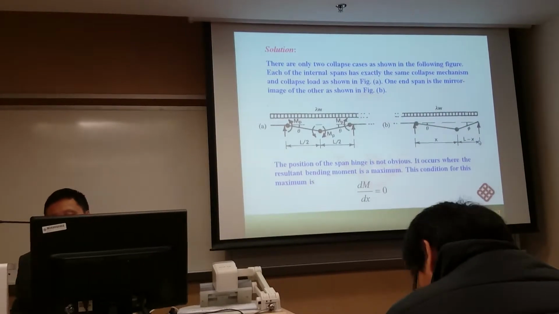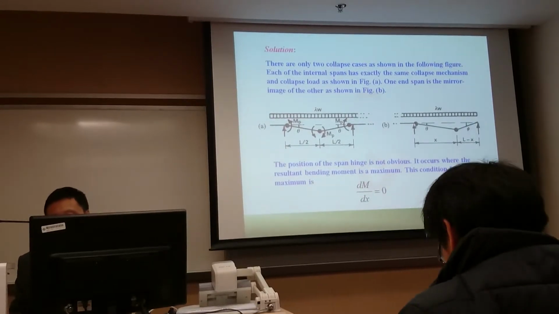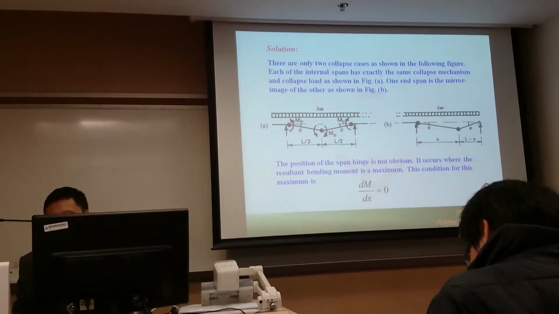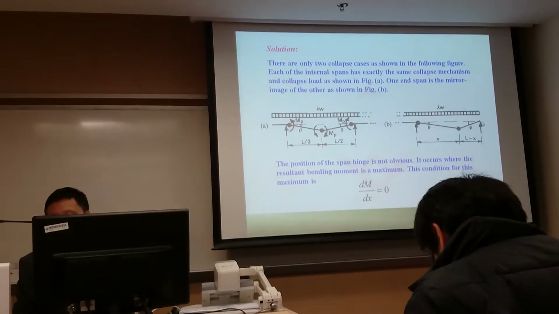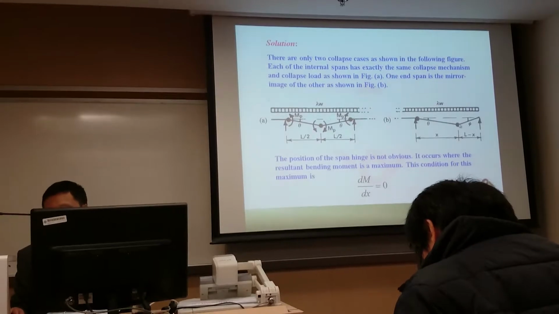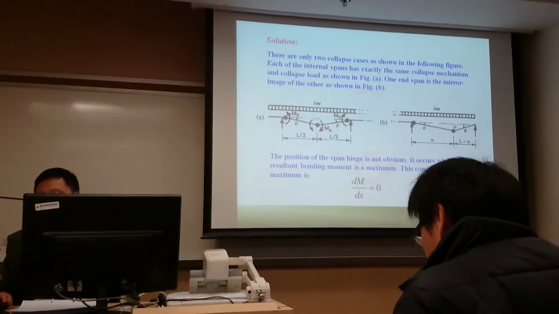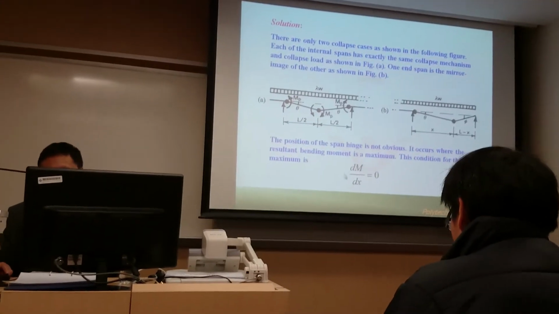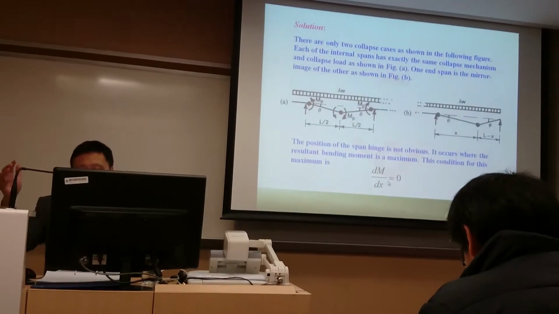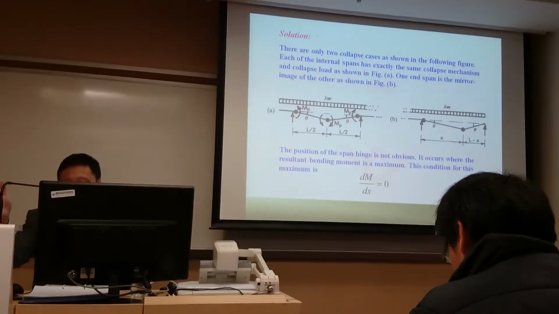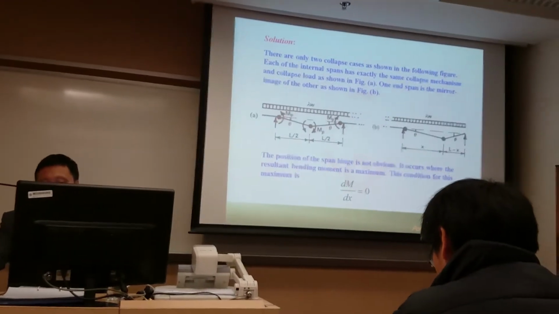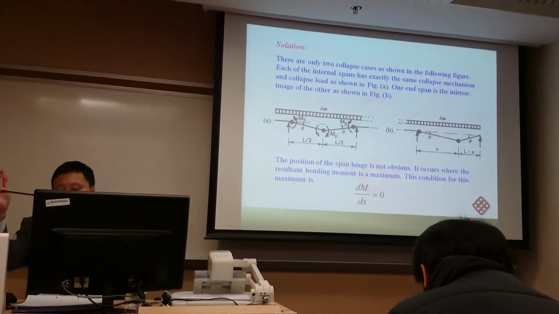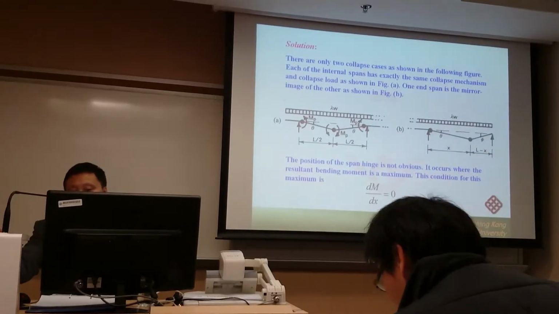But for the side span, we don't know, because one end has a non-zero moment. It is equal to the plus moment, but for the other end, the moment is equal to 0 because this is simply supported. So we don't know the location of the internal plus hinge. So how to determine the location of the internal plus hinge? Because the internal plus hinge must occur at the section with a maximum bending moment. Because when this section achieves the maximum bending moment, this section becomes a plus hinge.